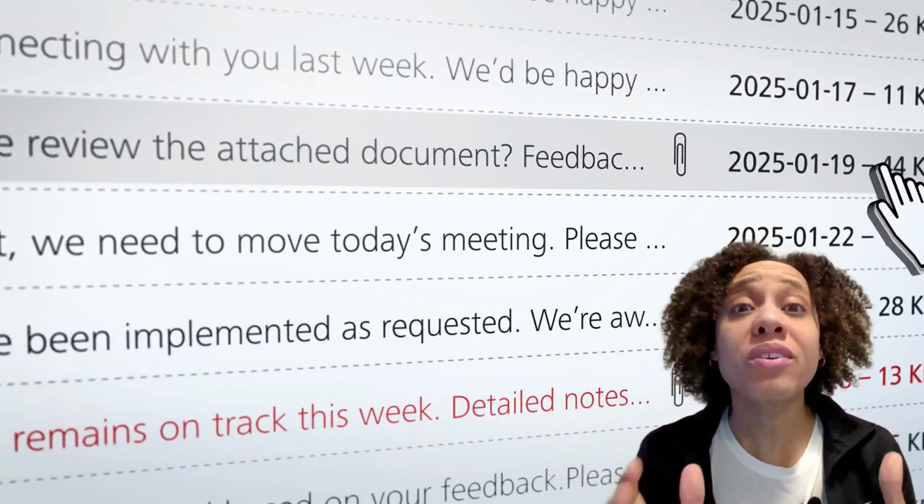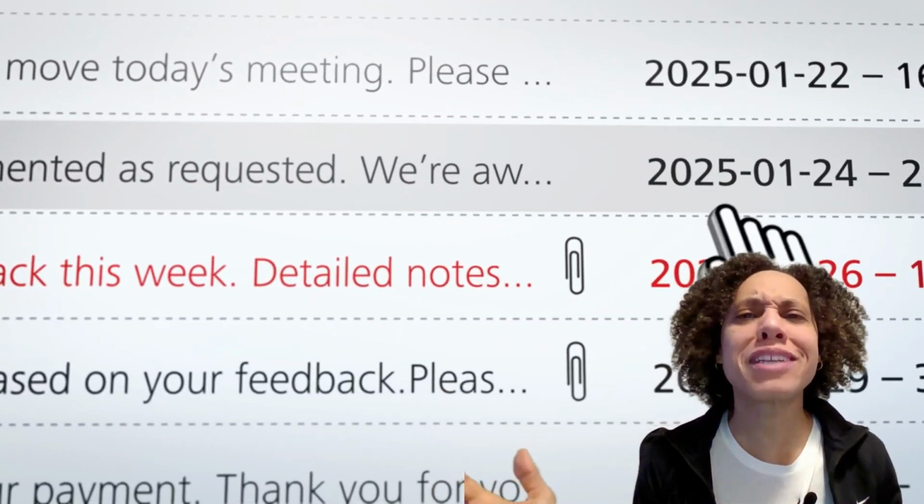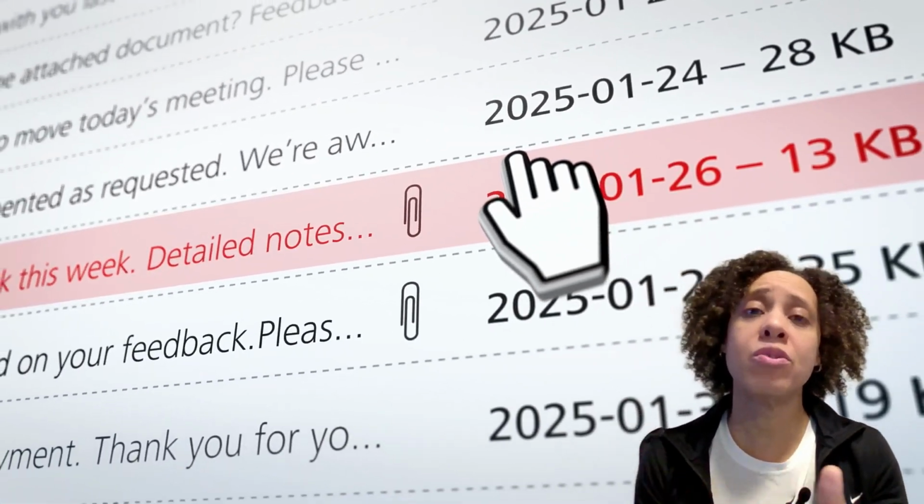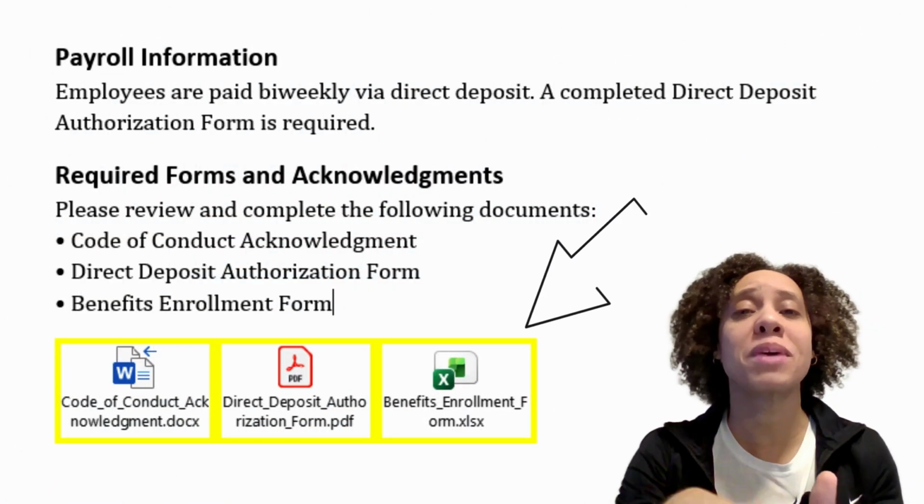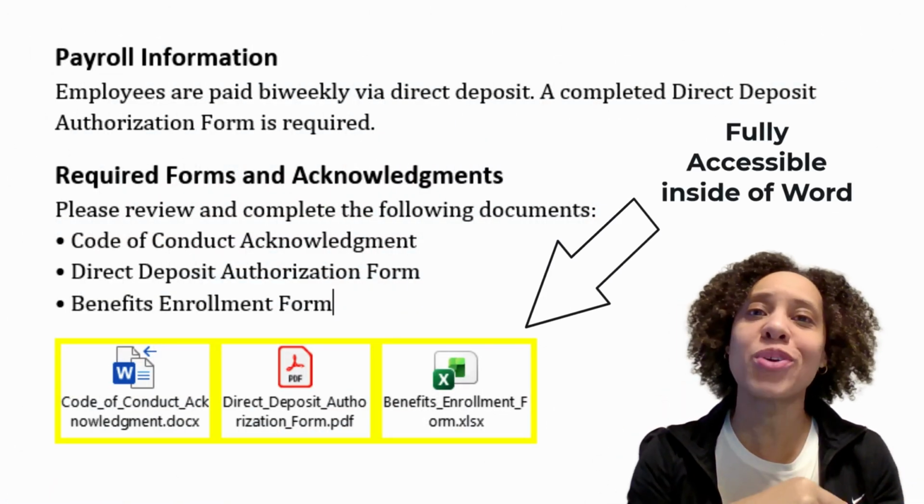Have you ever sent a Word document and had to send 5 different attachments? Well, there's a cleaner way. You can actually put those inside your Word document as a clickable icon. Let me show you how.